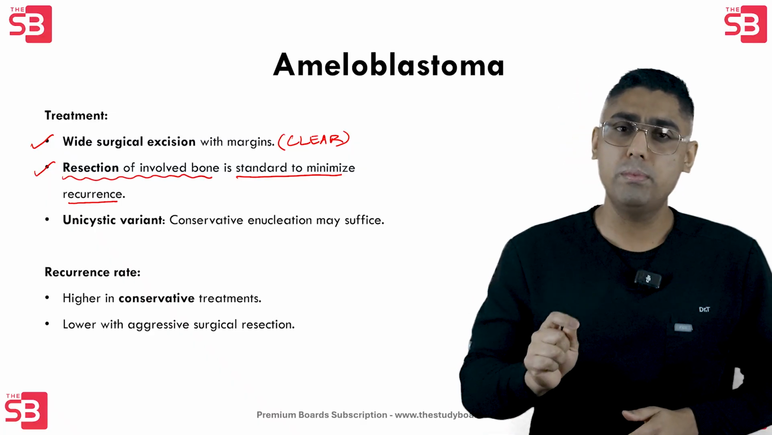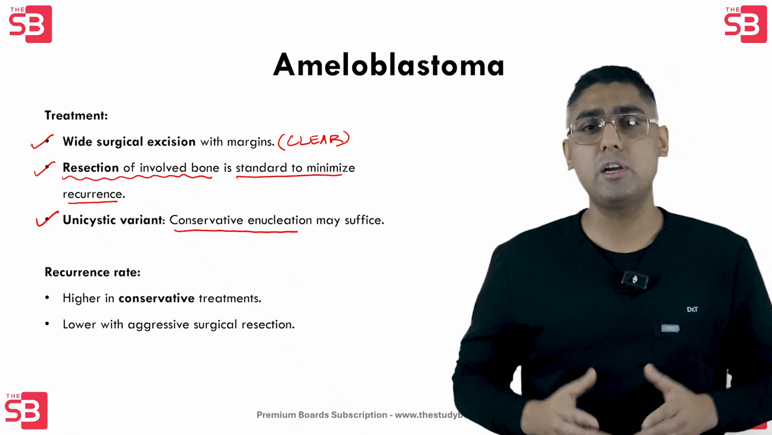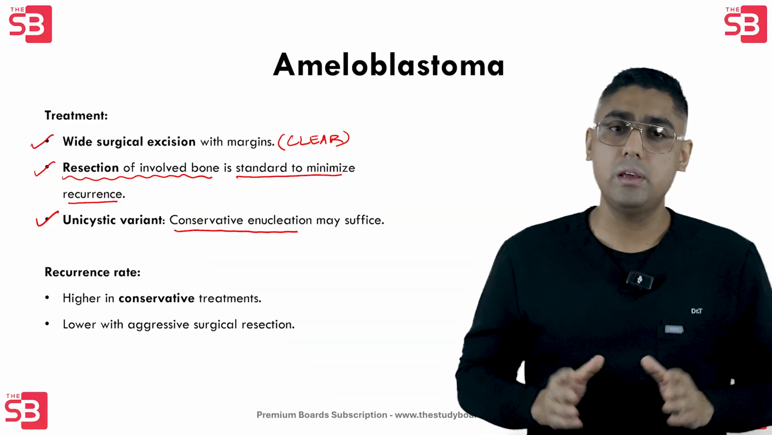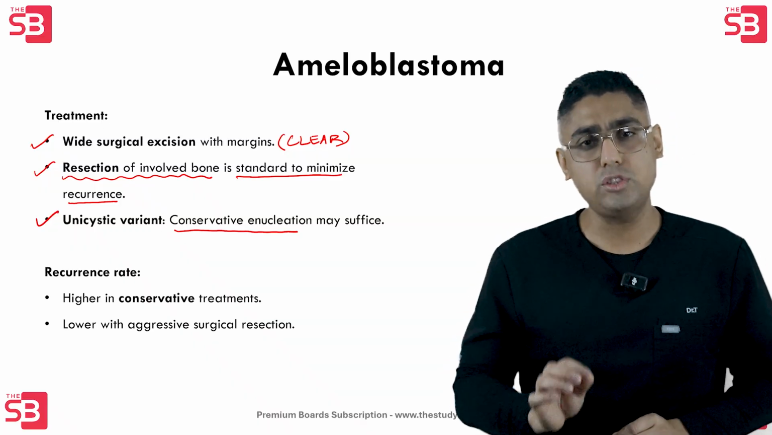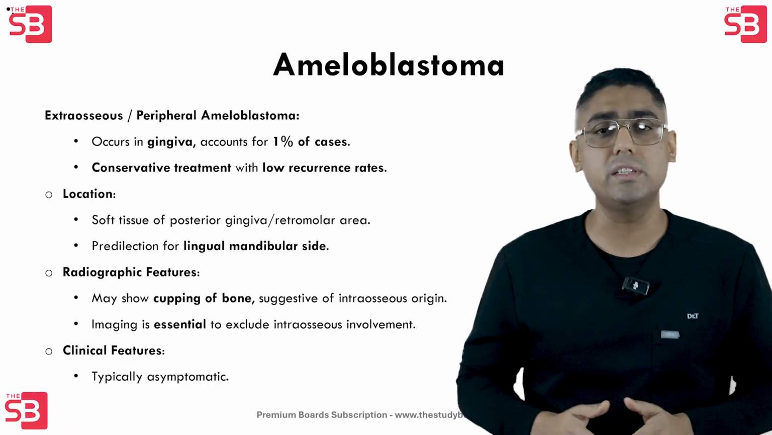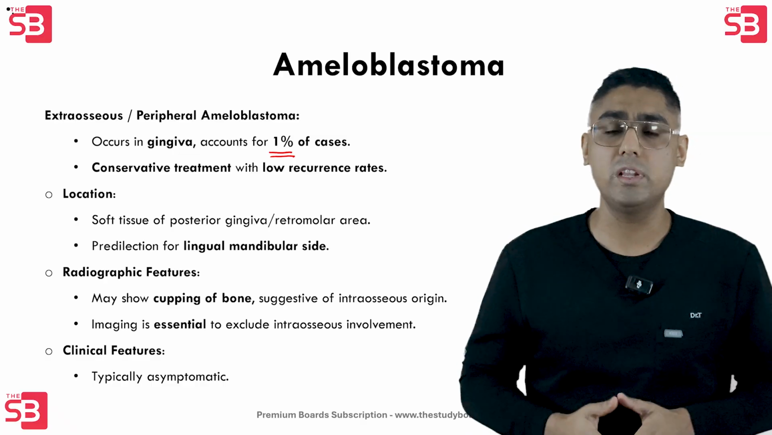Now, unicystic ameloblastoma may permit more conservative enucleation in selected cases, but long-term follow-up is very, very important in such cases as well. Now, next is peripheral ameloblastoma. Peripheral or extraosseous ameloblastoma accounts for only 1% of all cases, arising in gingival soft tissue overlying the jaws. It is most commonly found in the posterior regions.